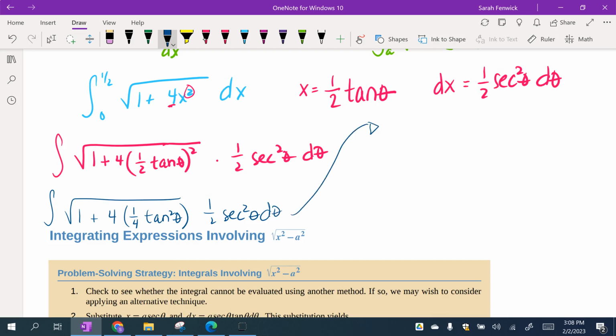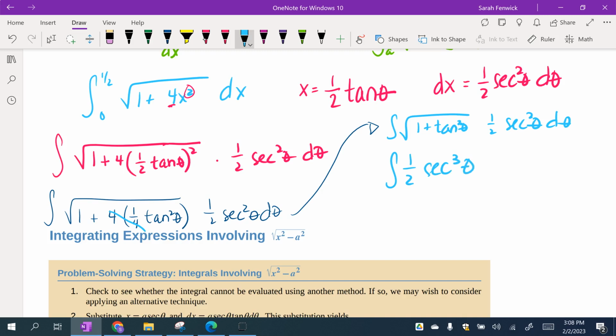Okay, let's go up here. So now my 4 and my 1/4 cancel, and I have the integral of the square root of 1 plus tan squared theta times 1/2 secant squared theta d theta. And we end up with the integral of 1/2 secant to the third theta, because this is secant theta, d theta.